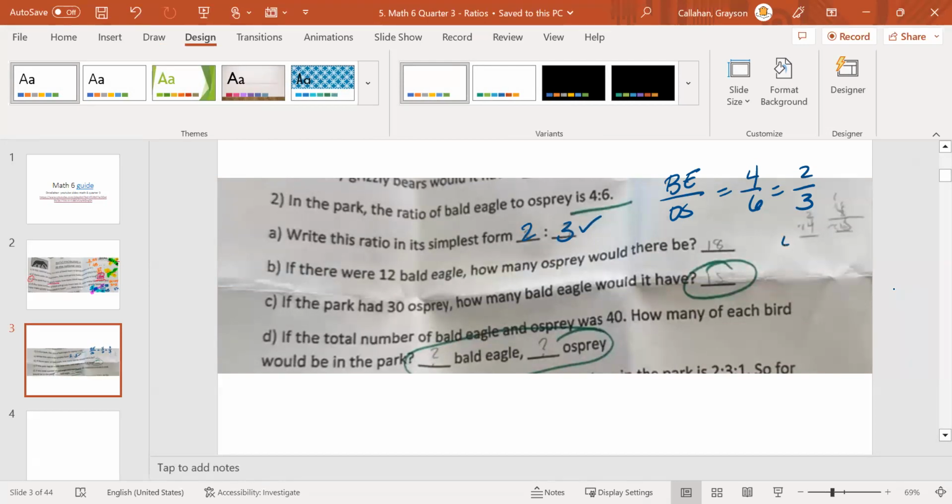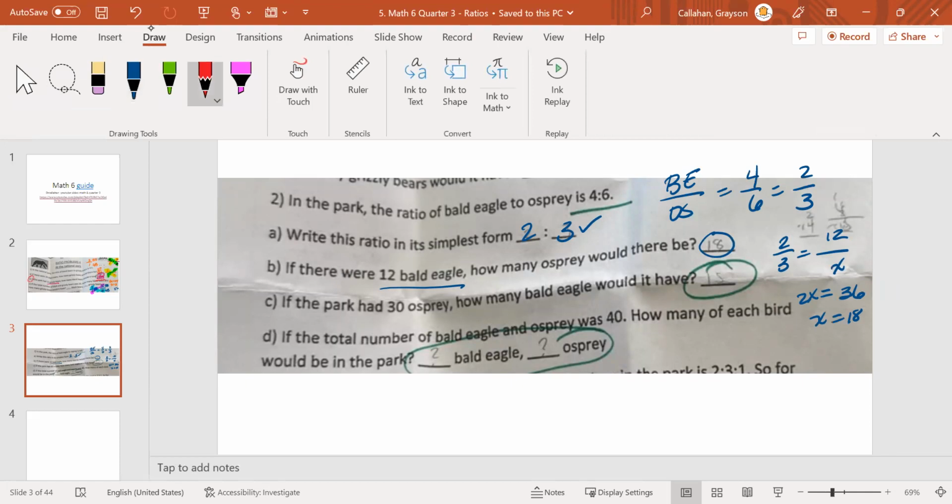So let's take a look at this. You do 2-3, right? If there are 12 bald eagle, it is going to be on top, x is on the bottom. When you cross multiply this, 2 times x is 2x, 3 times 12 is going to be 36. 36 divided by 2 is 18. So that's good, okay? C, you got that one wrong. Do you see that? And also D. So let's take a look at C.